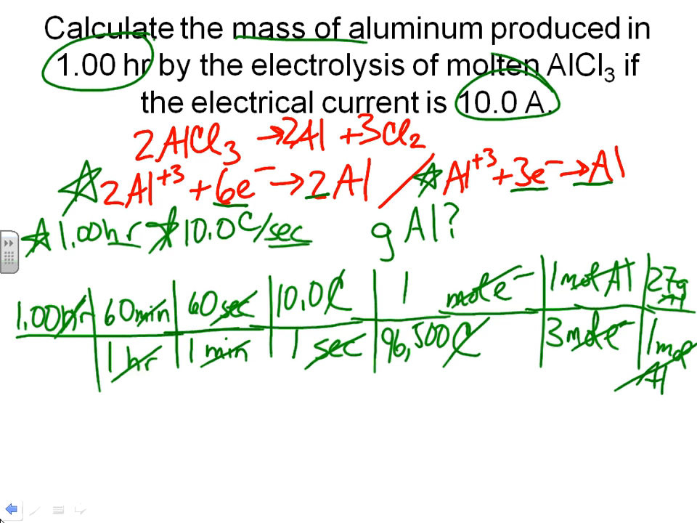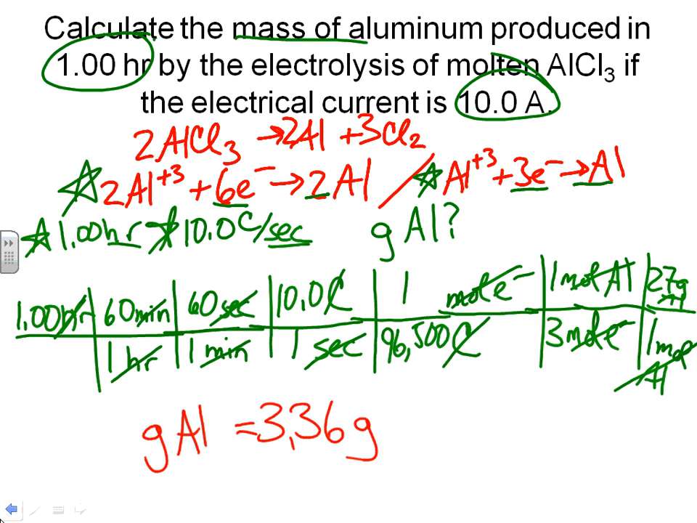And you have finished with your dimensional analysis, and that's just calculating 1 hour times 60 minutes times 60 seconds times 10 coulombs per 1 second divided by 96,500 divided by 3 moles of electrons per 1 mole of aluminum times 27 grams of aluminum. That is the math that you are doing. And I'm waiting because I'm hoping you're actually doing this math. And you should get 3.36 grams of aluminum. And that's it.